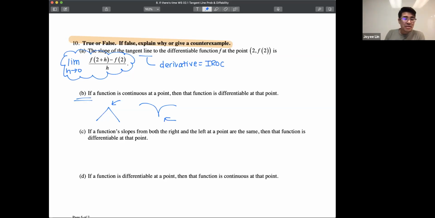Part C, 80% of you said it's true. C is actually false. So for something to be differentiable, not only do the slopes from both sides have to be the same thing, but the point itself also has to be the same thing. So let me give you an example, right? What if we had a line here, right? And it has a slope. And what if we had another line here, right? And it has the same slope. They both, the limits of the slope are the same, but then at that point itself, it's not equal. So remember that it has to be continuous in order for it to be differentiable. So C is false. And then of course D, right? I've said it a million times, D is true.